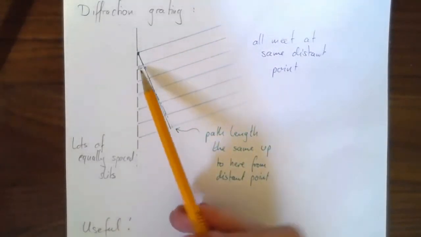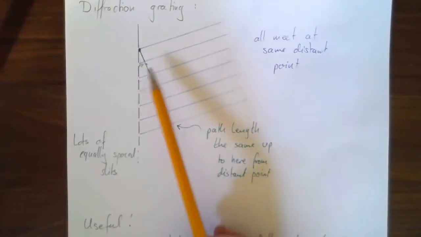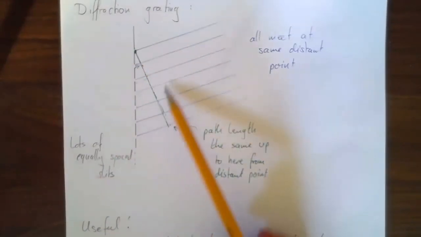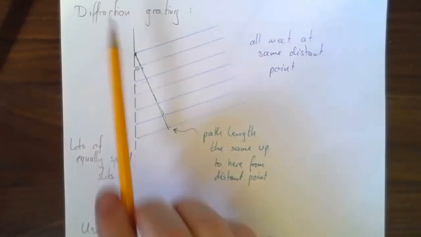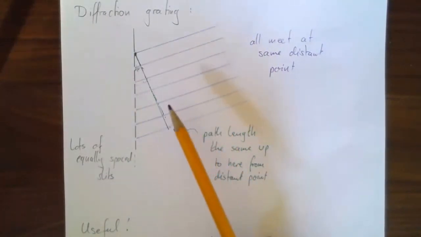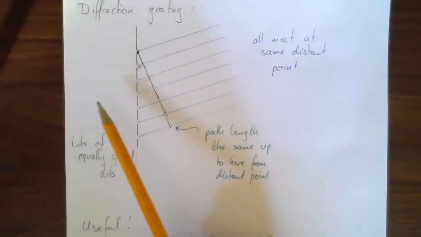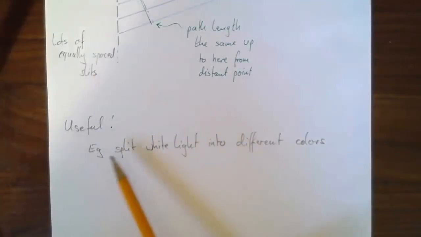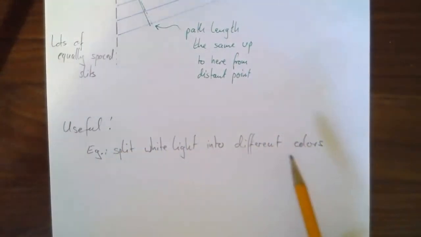It doesn't matter. So the effect is that you get the same thing as with a double slit, except a lot more light falls through it, so it's brighter. Now, one nice use for this is that I can shine white light on it, and the diffraction grating will split it into different colors, because different colors of light have different wavelengths, so they're going to have constructive and destructive interference at different points. That's why I wrote down here that it's useful, e.g., to split white light into different colors.